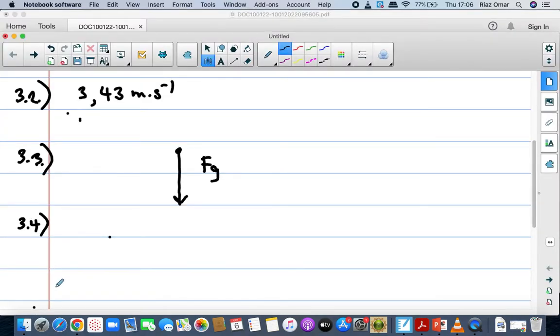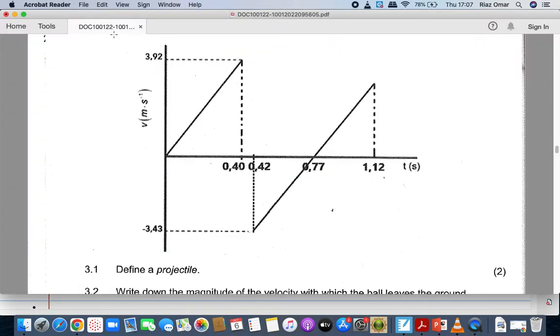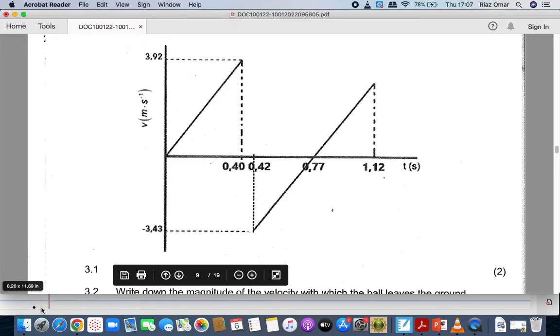3.4. So you can say the gradient of the graph will be equal to delta y over delta x. Delta y will be 3.92 minus 0, and your change in x, the time taken for the change, will be 0.4 minus 0. 0.4, right? We'll write it down.